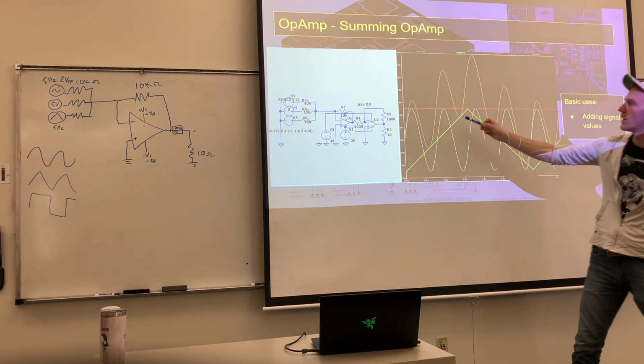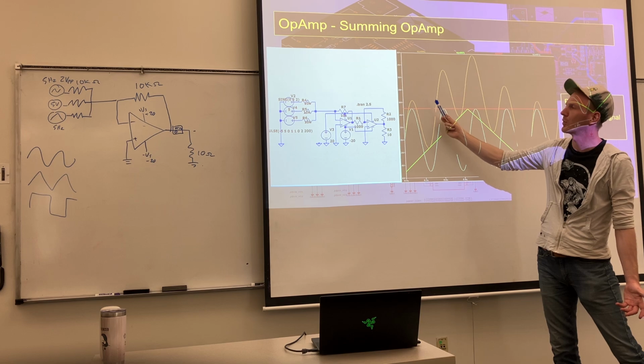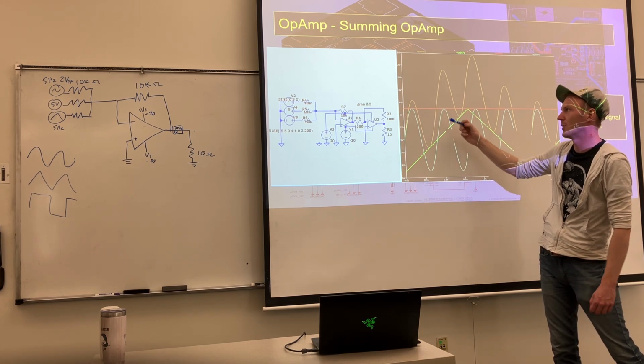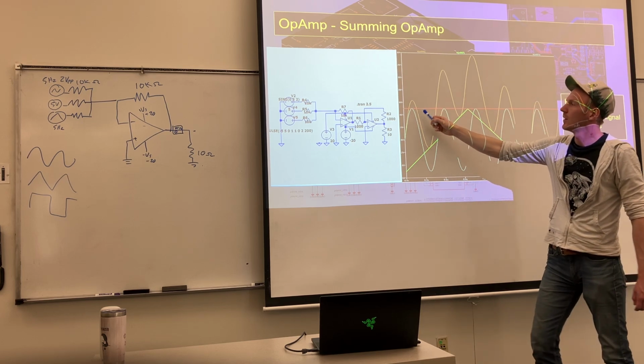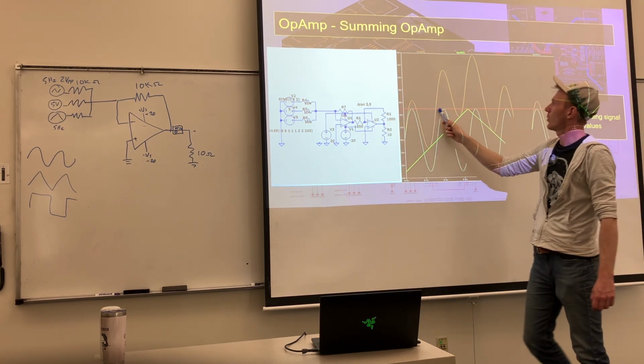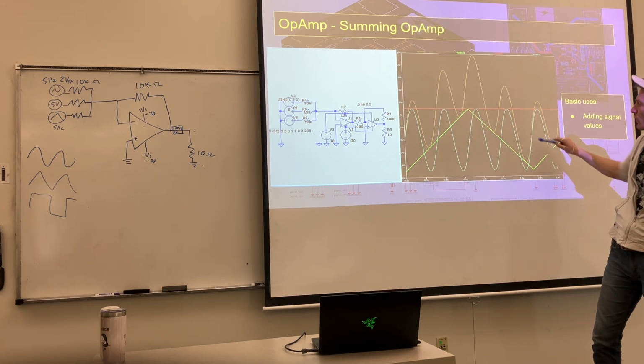We have, wait, is it 5 volts? I guess it's 5 volts amplitude. Okay, I'm sorry, I'm being so dumb right now. But 5 volts amplitude, so 10 volts peak to peak. Then we have our DC 5 volts, which is just gonna lift everything up. Finally, we have our very slow triangle wave.